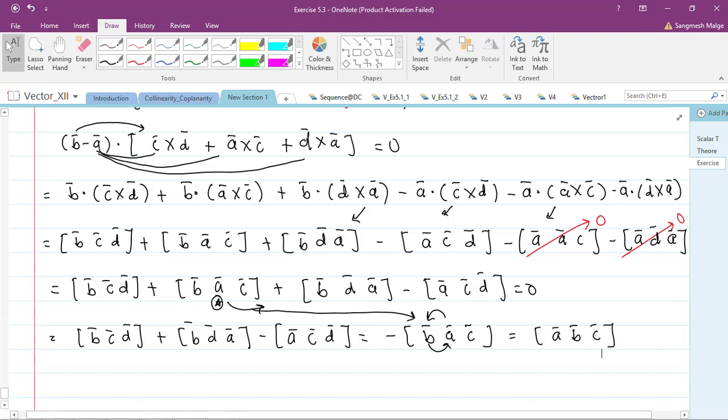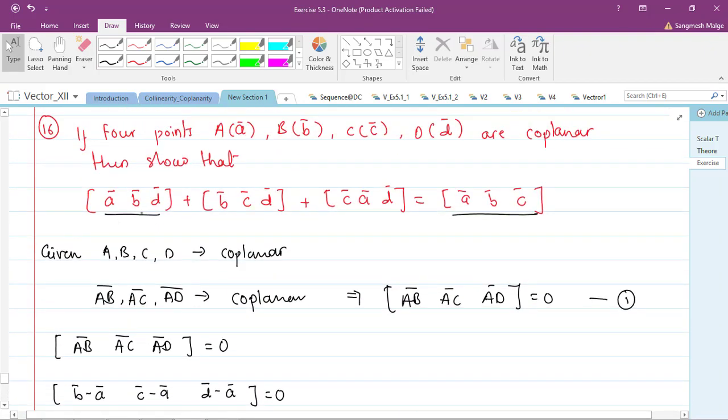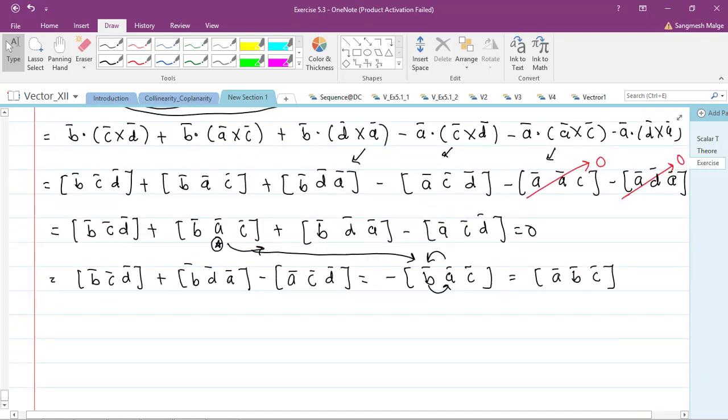Now let's check the LHS. What do we need in the LHS? I want ABD in the LHS. So do we have ABD here?